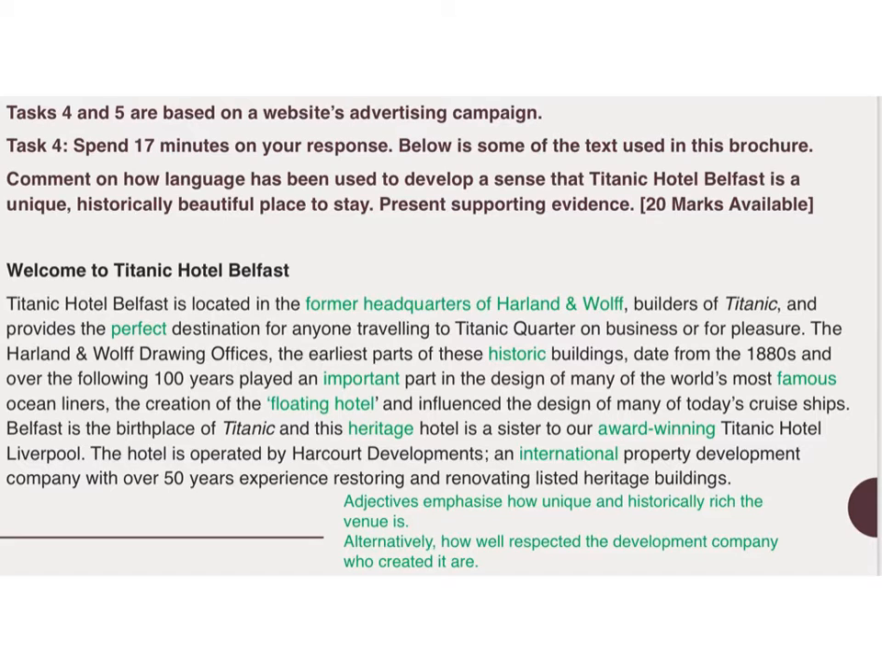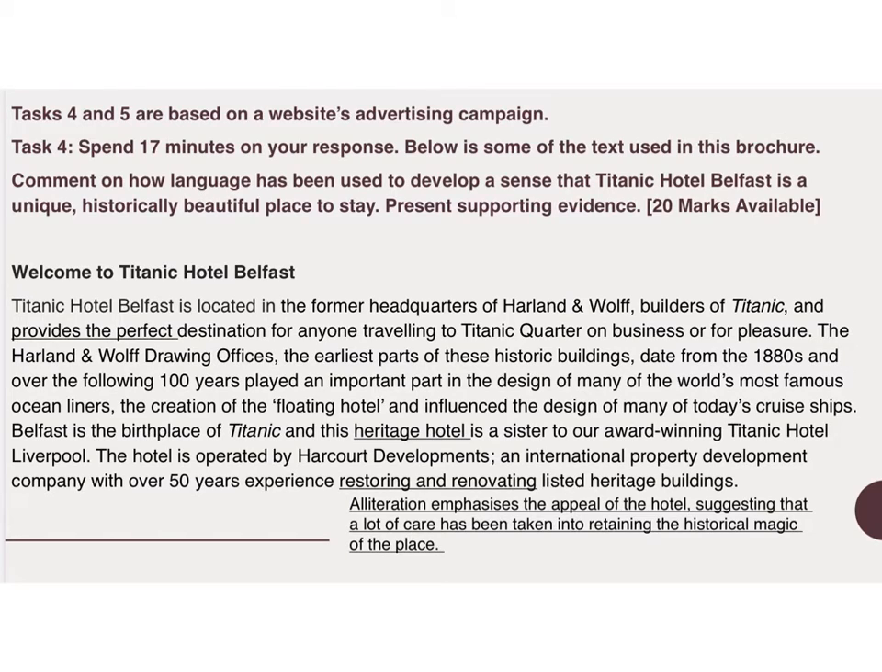And if you look at the whole idea of our award-winning Titanic Hotel Liverpool, it creates a sense of trust in the reader that they will have a quality stay because their sister hotel is award-winning, which means that it is of the highest class, it's of the highest luxury, which is really important to convey to the reader.